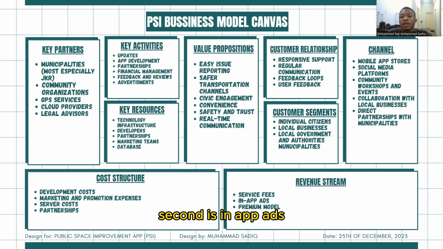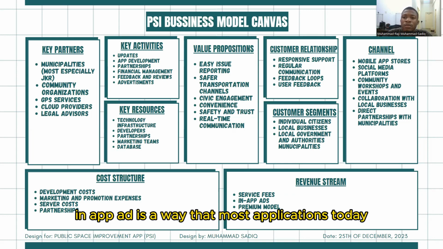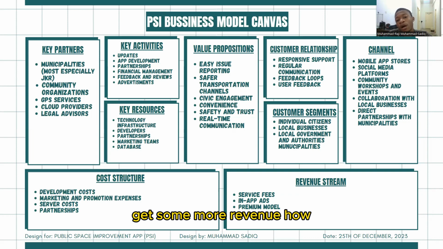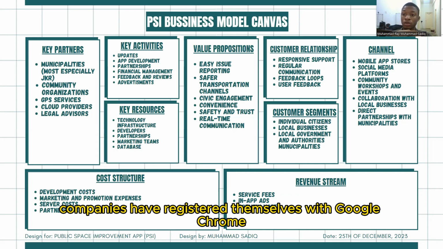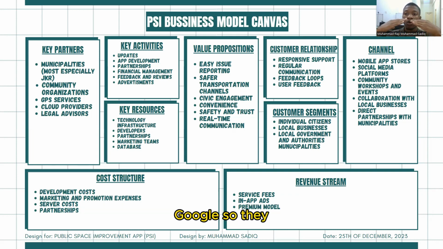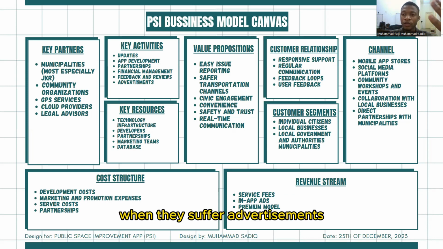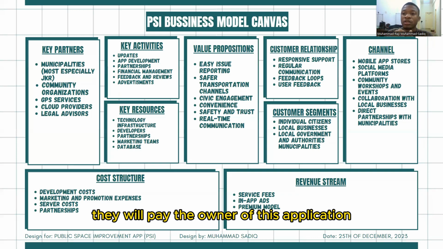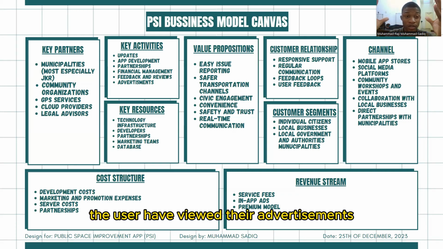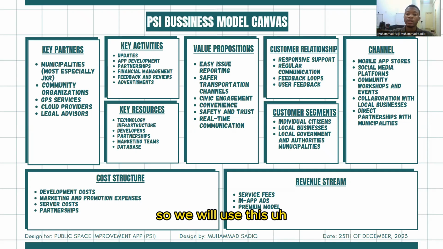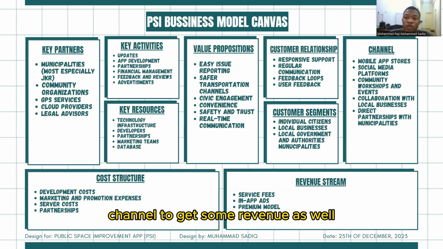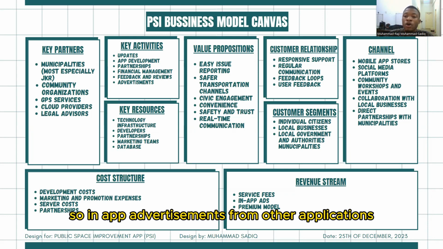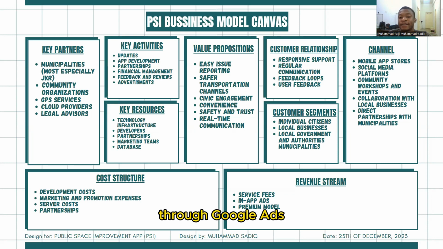Second is in-app ads. Yes, of course, in-app ads are a way that most applications today get some revenue. How? Because a lot of companies have registered themselves with Google for advertisements. Whenever an advertisement is shown in an application, they will pay the owner of this application based on how many times the user has viewed their advertisement. So we will use this channel to get some revenue as well, through in-app advertisements from other applications via Google Ads.